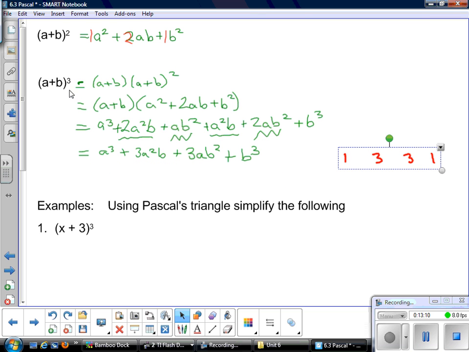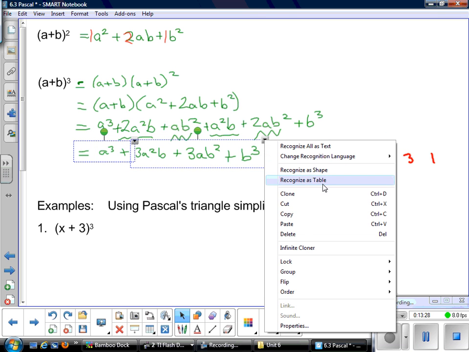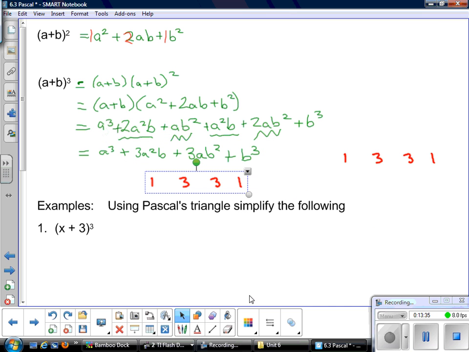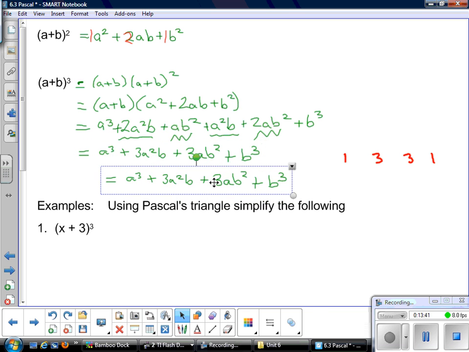So instead of it taking me this long to answer this question, I should be able to do it in 2 steps. So first of all, I'm just going to take this last line that we created here and group it just so it's grouped together. And I'm going to paste it. That's not what I wanted. Let's clone it. Okay, so let's take a closer look at it.